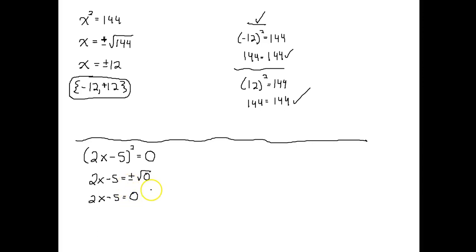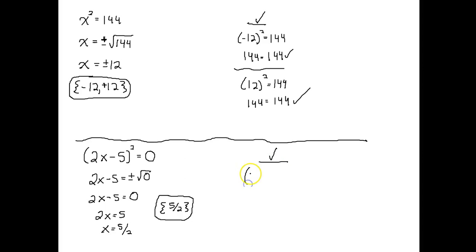But notice that you're not done yet. Because you don't have x equals, you have 2x minus 5 equals, because you did the square root of (2x minus 5) squared. So you got to finish solving for x. 2x equals 5, x equals 5 halves. So in this particular situation, your k was 0, you ended up with one real solution.